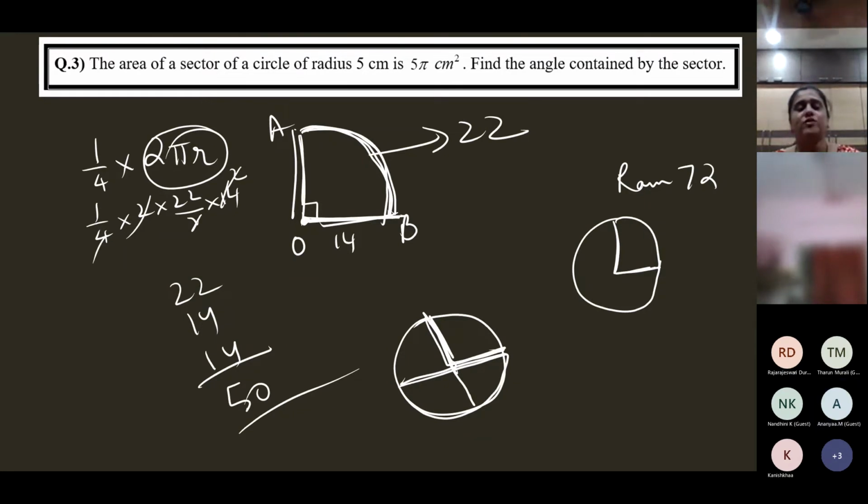Yes, ma'am. How many of you got 50? Sorry. How many of you got 50? After you told, yes, ma'am.